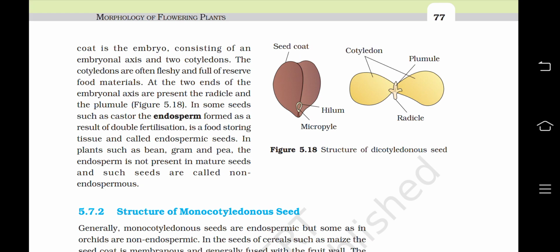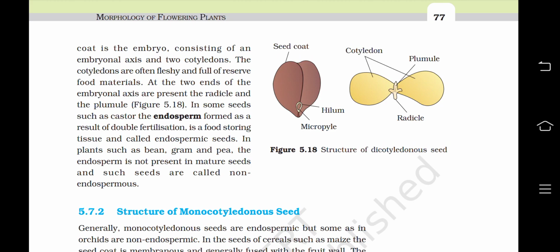In some seeds, such as castor, the endosperm formed as a result of double fertilization is a food storing tissue and called endospermic seeds. In plants such as bean, gram, and pea, the endosperm is not present in mature seeds, and such seeds are called non-endospermous. Figure 5.18. Structure of a dicotyledonous seed. If we talk about the covered one, there is a micropyle, hilum, and the seed coat. The uncovered and the open seed have two cotyledons, a plumule, and the radicle.